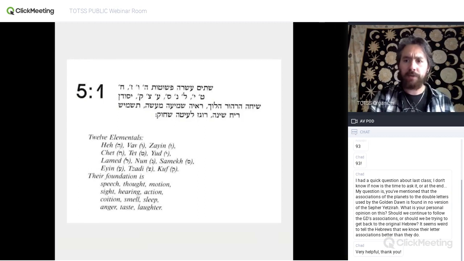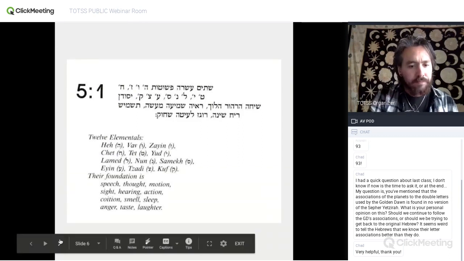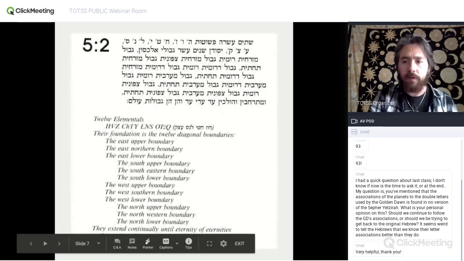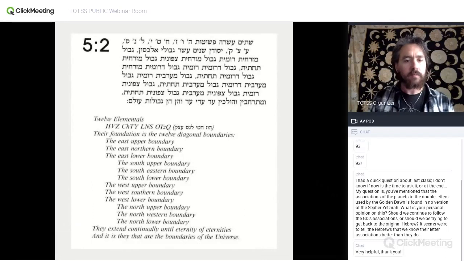The word coition there, if you're not familiar with that, it's just the same word as coitus. And Westcott, in his version, translates it as sexual love. So that's what we're talking about there. The others are all obvious. All right, move on to verse 2.